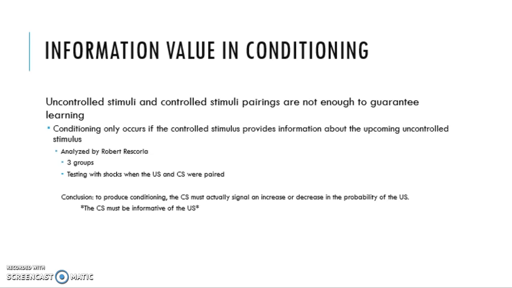So the results of this were that group 2, the one of zero contingency, acted like there was no association between CS and US, showing that the pairings of the two were not sufficient to produce conditioning.